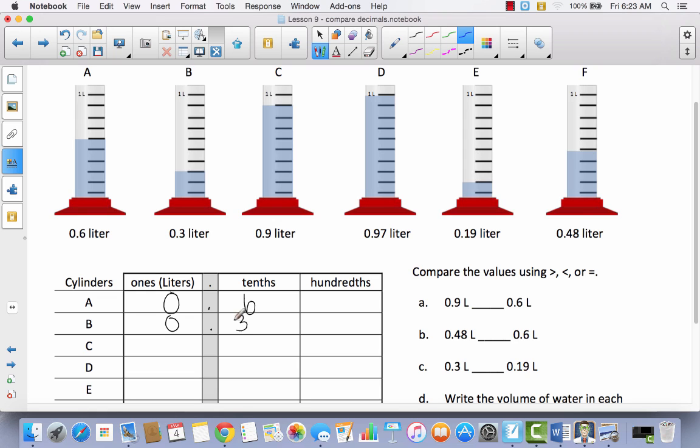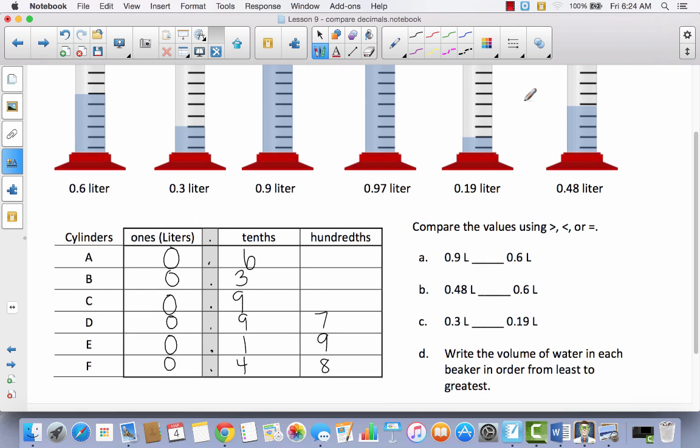I want you to pause the video and finish recording C, D, E, and F in this place value chart, and then I want you to press play. Okay, so let's just double check to make sure that you recorded everything correctly. So you should have had for C 0.9, for D 0.97, for E 0.19, and for F 0.48. It's really important that we have accurate information if we're going to compare. Now look at what the place value chart does. It lines up all the ones, all the tenths, and all the hundredths.